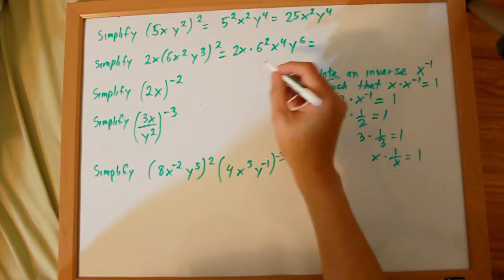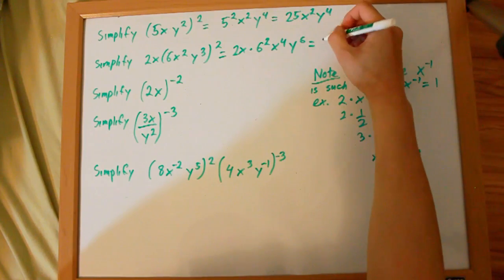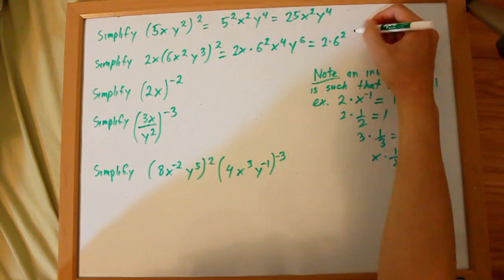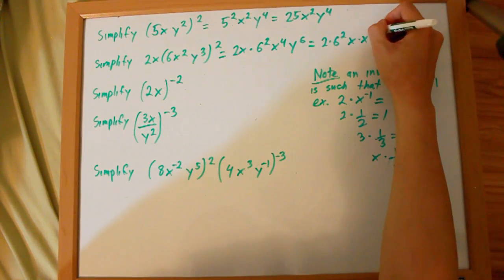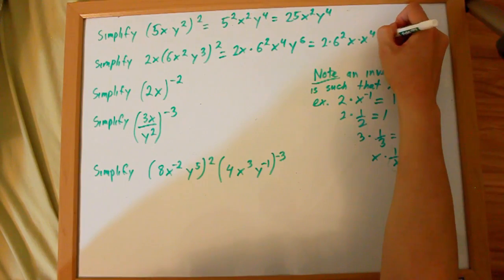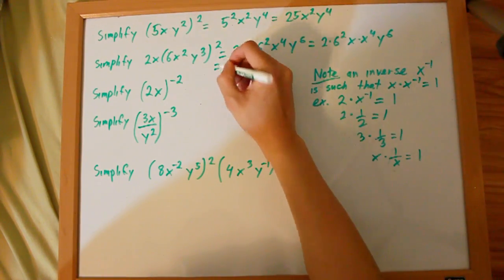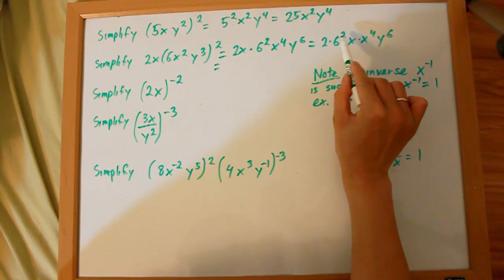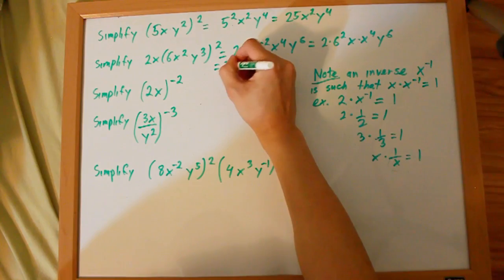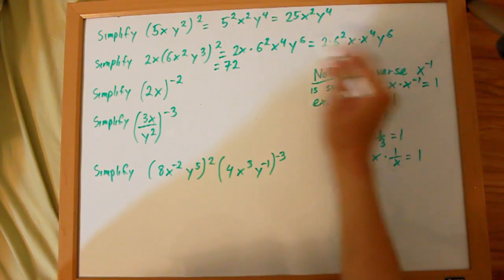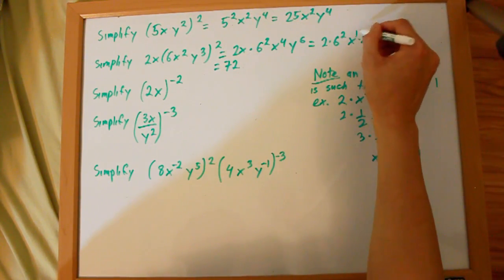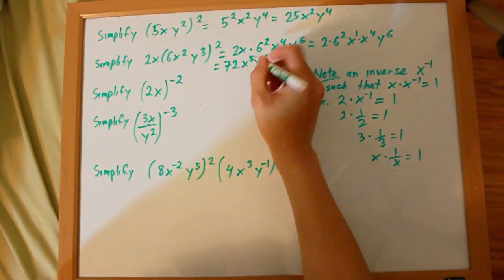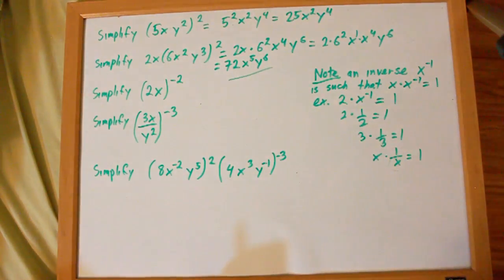And here you just combine like terms. 2 times 6 squared, x times x to the 4th, y to the 6th, and then let's start calculating. 6 squared is 36. 36 times 2 is 72, and then you add up the powers. This is x to the power of 1, x to the 5th, y to the 6th, and that's your answer.